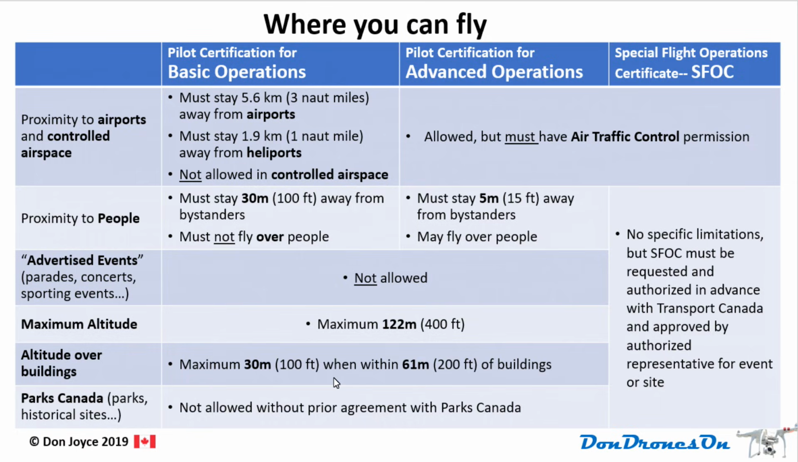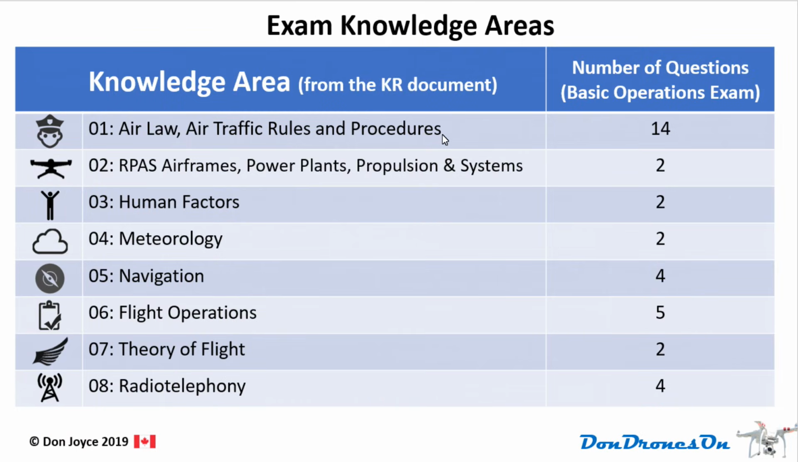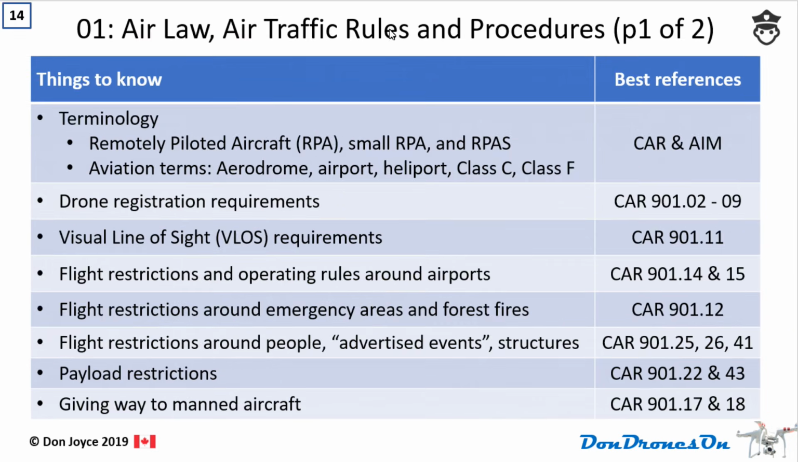Nice consolidated view. So if you've got all that figured out, you're about halfway there. As you can see on this chart, there's 8 knowledge areas that Transport Canada expects you to understand in order to pass the exam. And those 8 areas have questions assigned to them in this sort of quantity. So 14 questions are out of the air law, air traffic rules and procedures, which is where most of the drone stuff is. But then there's 2 questions from airframes, 2 from human factors, and so forth. So what we're going to do is go through each of these knowledge areas so that you can understand what is required in each of those in order to pass the test, because so much of it has nothing to do with drones.